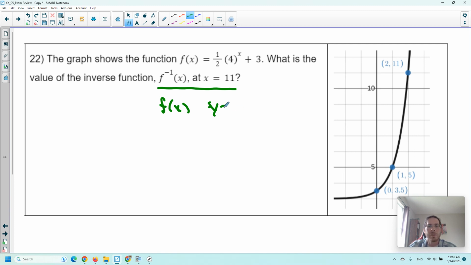Ooh, that's a really bad 11. So if I look at my graph, right here is where y is equal to 11. So x equals 2. So the answer is 2. So we're all done. That's all you have to do for that one.